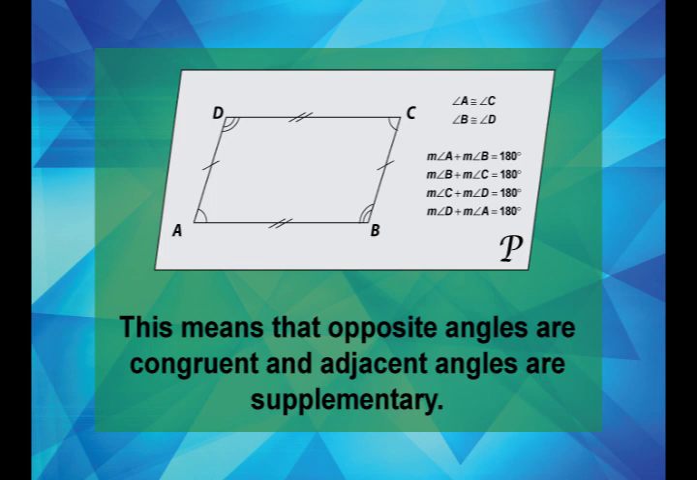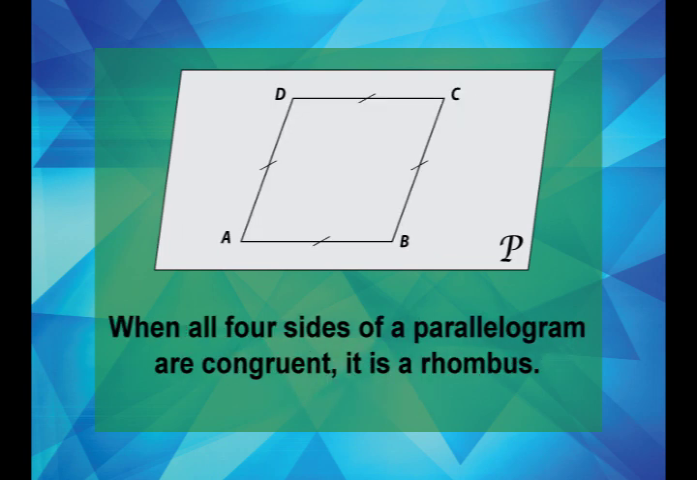Now we can look at special parallelograms. When all 4 sides of a parallelogram are congruent, it is a rhombus. This parallelogram is a rhombus. All 4 sides have equal length. Pairs of angles are congruent.